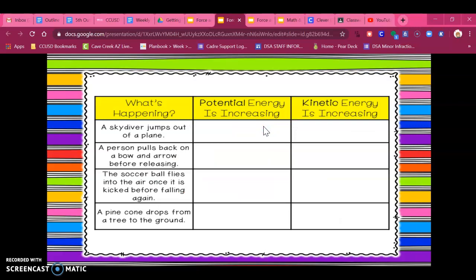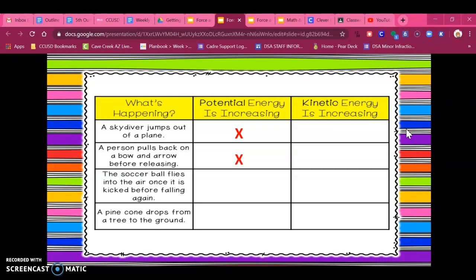Let's try another example. It says, a skydiver jumps out of a plane. Is that potential or kinetic? That's potential because he has the ability to move, but he hasn't jumped yet. What about a person pulls back on a bow and arrow string before they let go? So they have it all pulled back and they're waiting. Well, that would be potential because it's going to move when we let go, but it isn't moving yet.